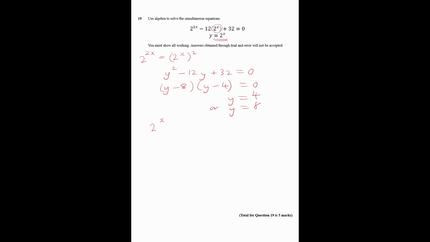So if y equals 4, that means 2 to the power x equals 4. Well, that means x must equal 2, because 2 squared equals 4. And if 2 to the x equals 8, that means x must equal 3. So x equals 2 when y equals 4, and x equals 3 when y equals 8.